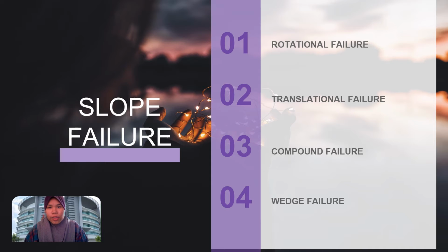So, we already know the causes. Now, there are a few types of slope failure. There is rotational failure, which is rotation. Second is translational failure, which is the movement of the soil. Third is compound failure, which is the combination of rotational and translational failure. And the last one is wedge failure.